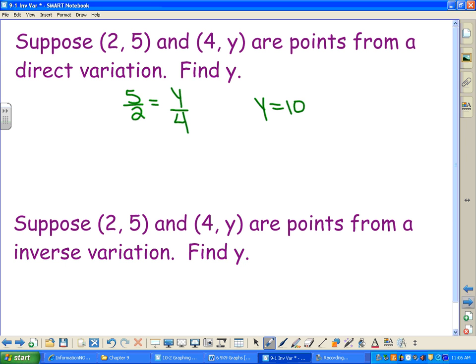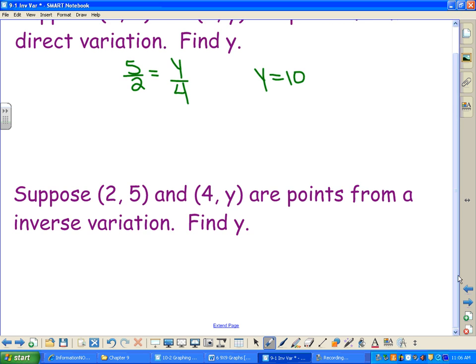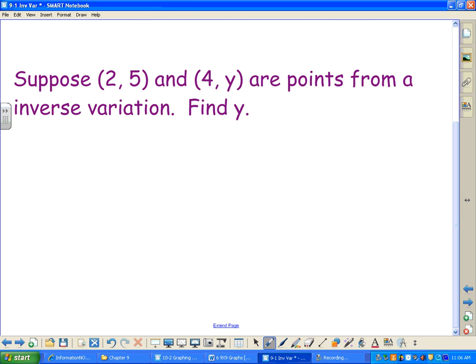What if I gave you the same pair of points? This time it's an inverse. Then what do you have to do? You multiply. So you end up with 2 times 5 is equal to 4 times y, right? Therefore, y is 2.5. Okay? Do you see how that works? Okay, good. Let's see here.